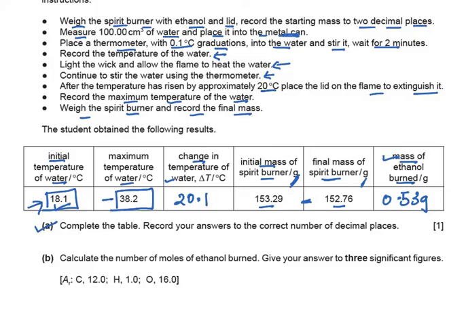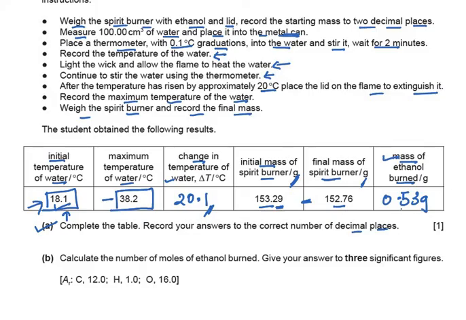Record your answers to the correct number of decimal places. Now here we need to take care about the decimal places. What have we done? The temperature was given to 0.1, that is 1 decimal place, so our answer should also carry 1 decimal place. If we hadn't got a decimal place of 0.1 in our answer, we should write 0.0 also. Suppose the difference was 20, we could have written it as 20.0. Here we have got 20.1, so we have written it. And in the masses of the spirit burner, 2 decimal places are considered: 153.29 and 152.76.